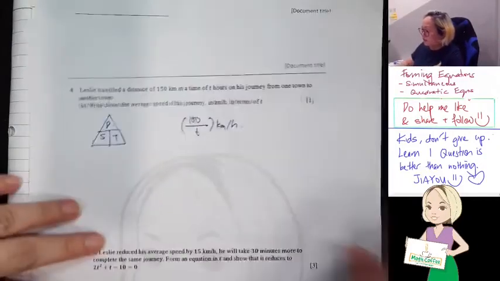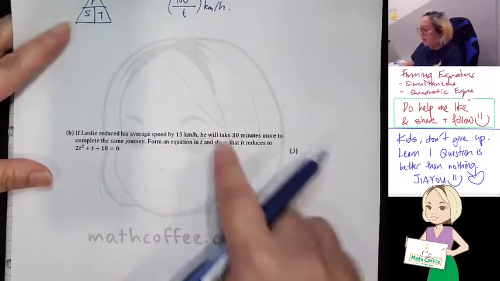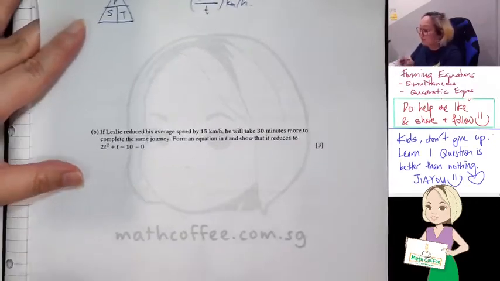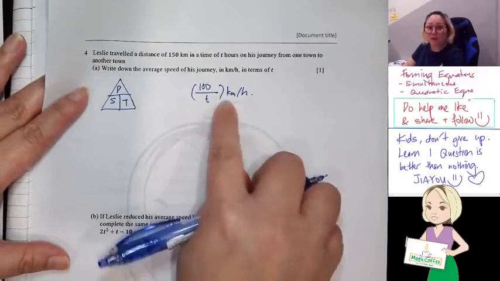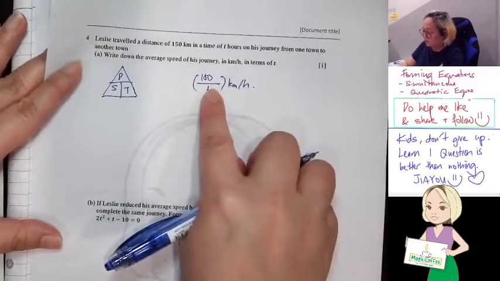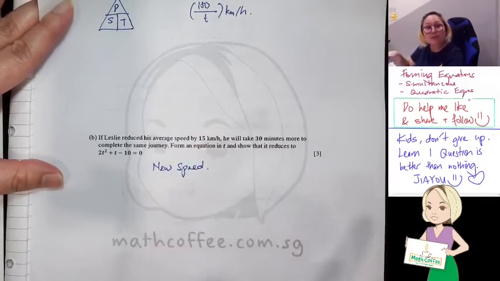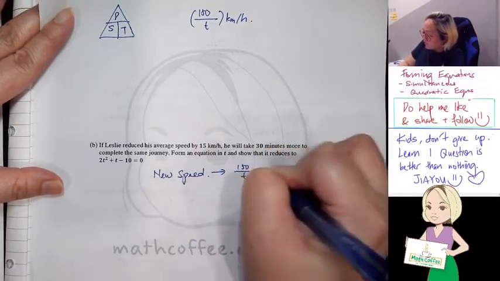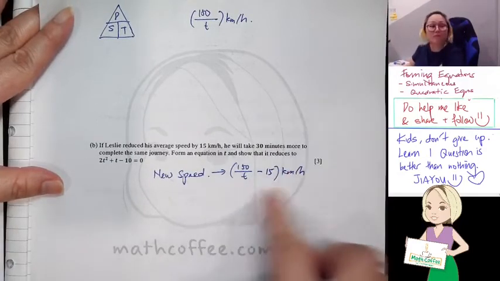First, initially it takes T hours, right? Now, if he changes his speed, it will take 30 minutes more. So let's find out what is the new speed first. The initial speed is 150 over T, km per hour. This is the old speed. Then they say reduce his speed by 15. Reduce means it's slower, means you minus it. So that means my new speed now is 150 over T minus 15. This is my new speed.